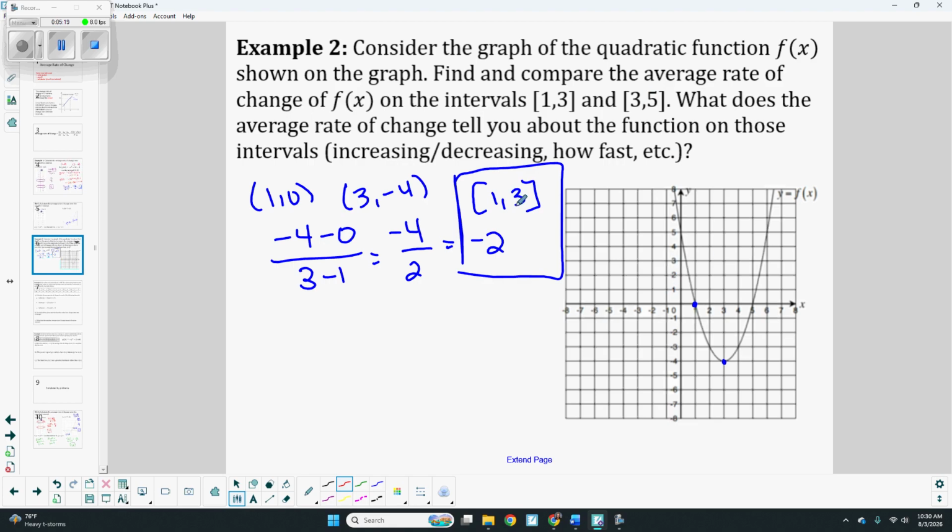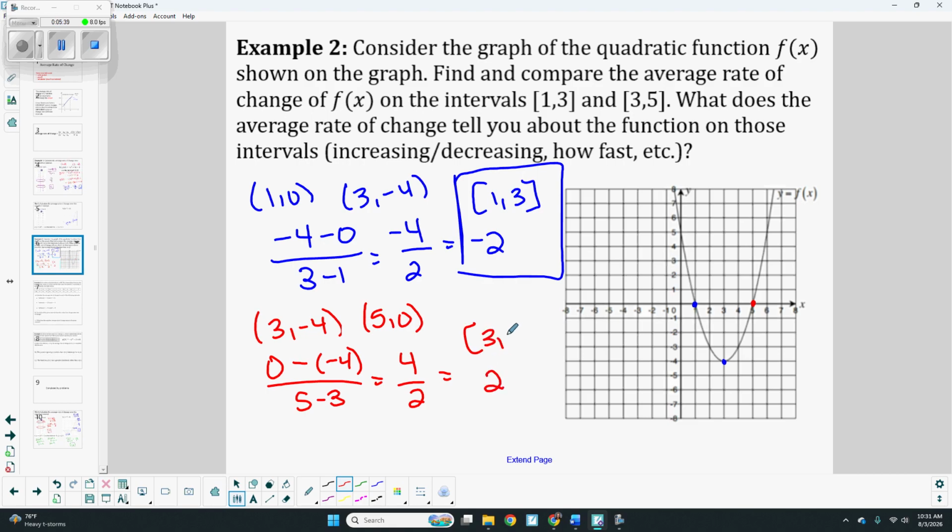So now I'm going to go from 3 to 5. So we already know it was the point 3, negative 4. And at 5, that's 5, 0. So that's going to be 0 minus negative 4, right? Or 0 plus 4, over 5 minus 3. So positive 4 over positive 2 is a positive 2. So on the interval 3 to 5, my average rate of change was positive 2.